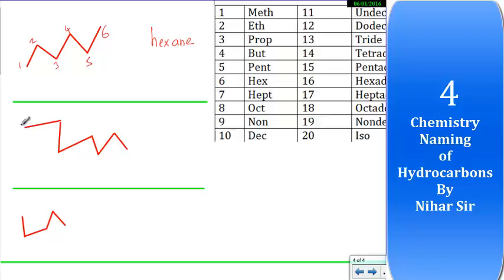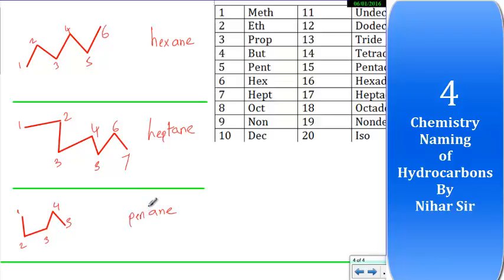Let's go into this. How many carbons are there? 1, 2, 3, 4, 5, 6, 7. There are 7 carbons. So this is heptane, right? Heptane, right? Let's calculate the number of carbons in this. 1, 2, 3, 4, 5. So this is 5 carbons and single bonding. So it will be pentane.